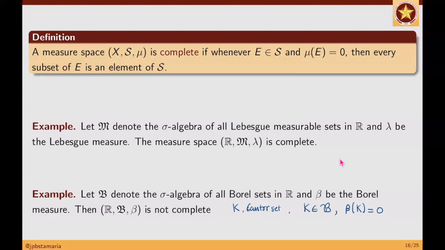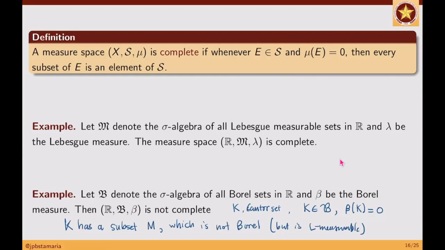But can you remember the set M from before? K has a subset M, which is not Borel, but M is Lebesgue measurable. M is our example of a set that is Lebesgue measurable but not Borel.